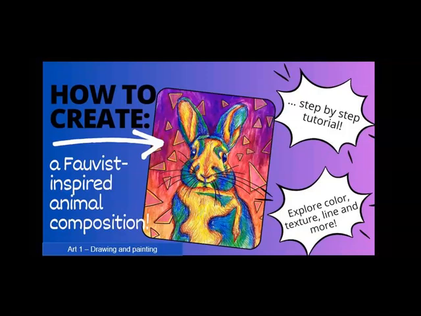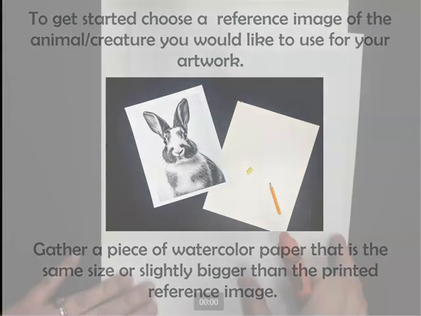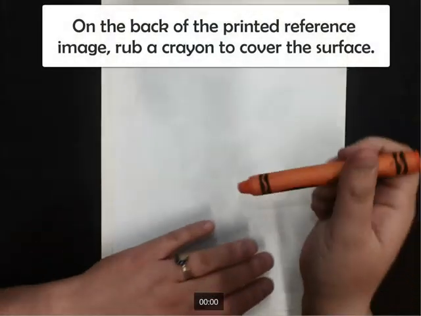In today's demonstration video, you're going to learn how to create a Fauvist-inspired animal composition. We're going to explore color, texture, line, and so much more. In order to get started, you're going to need to choose a reference image of an animal or creature that you would like to use.